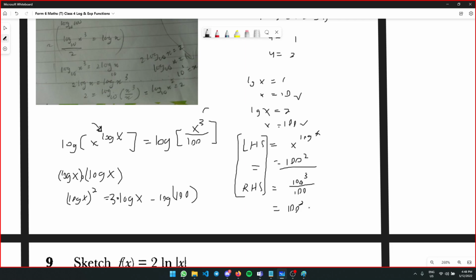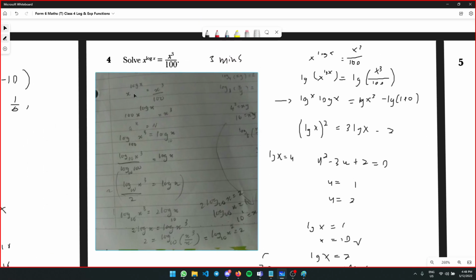Other answers will not give you this. You can try 200, 300. It won't be equal. So these two are the possible answers. x is 100. So x can be 100 or x can be 2. Both accepted. In my working, which one is wrong?